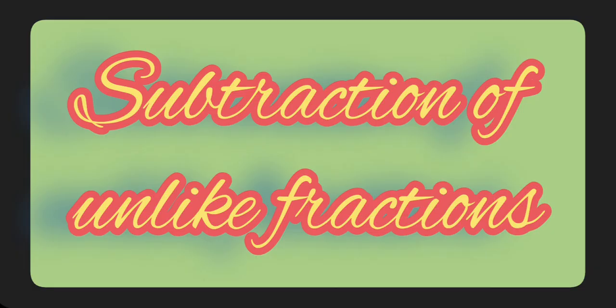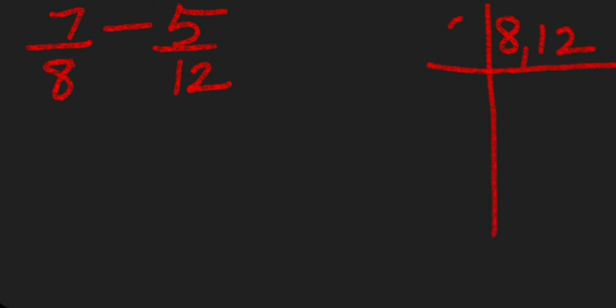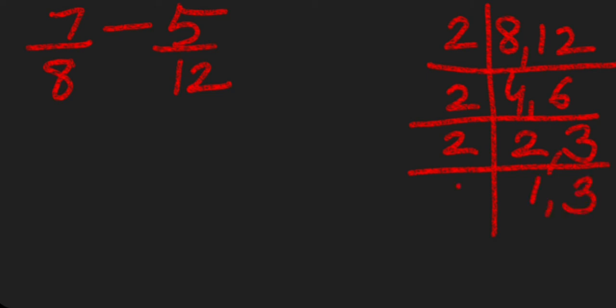Now suppose I have unlike fractions. Suppose 7 upon 8 minus 5 upon 12. I'll adopt the same method as I did in addition. I have to find the LCM of 8 and 12 just to convert the numbers into like fractions. So this is 2 4s are 8, 2 6s are 12, 2 2s are 2 3s are 2 1s are, 3 as it is, then 3 1s are. So LCM is 2 into 2 into 2 into 3, that is 24 again. So I'll convert 7 upon 8 and 5 upon 12 with the denominator 24.